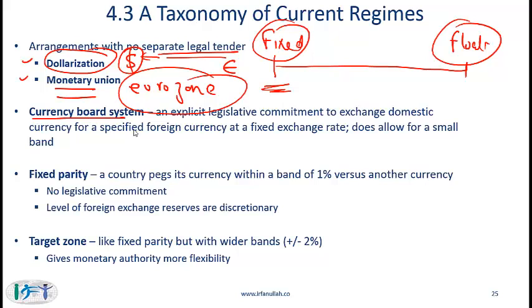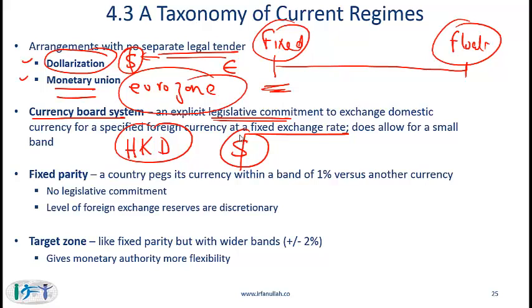Then we get into the currency board system, where the country has its own currency, but an explicit legislative commitment is made to exchange the domestic currency for a specified foreign currency at a fixed exchange rate. The classic example of this is the Hong Kong dollar, where there is a legislative commitment to maintain a certain exchange rate between the Hong Kong dollar and the US dollar. This commitment does allow for a very small band. So there will be a certain exchange rate and it will be allowed to fluctuate just a little bit around that rate. Key point though is that this is a legislative commitment, so it is very credible.